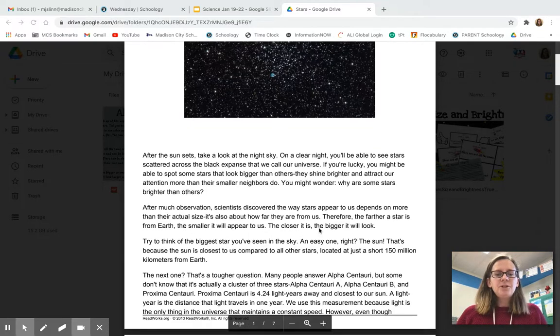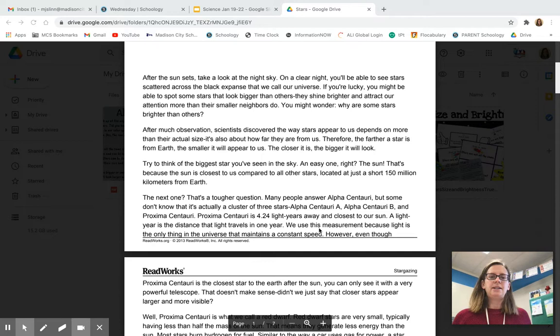After the sun sets, take a look at the night sky. On a clear night, you'll be able to see stars scattered across the black expanse that we call our universe. If you're lucky, you might be able to spot some stars that look bigger than others. They shine brighter and attract our attention more than their smaller neighbors do. You might wonder, why are some stars brighter than others?